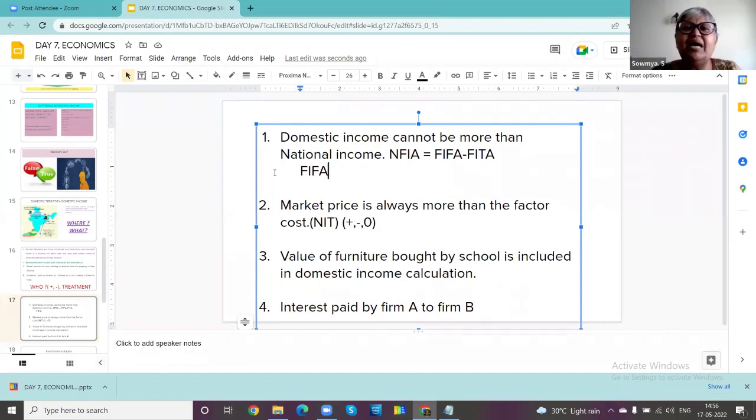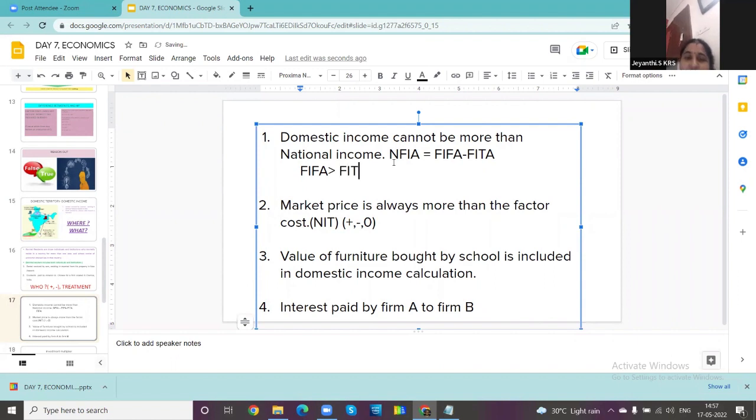That's right. But my query is, domestic income cannot be more than national income. That's actually false. Domestic income can be more than national income. How? Because we know the net factor income from abroad. In case FITA is going to be more than FIFA, what will happen?